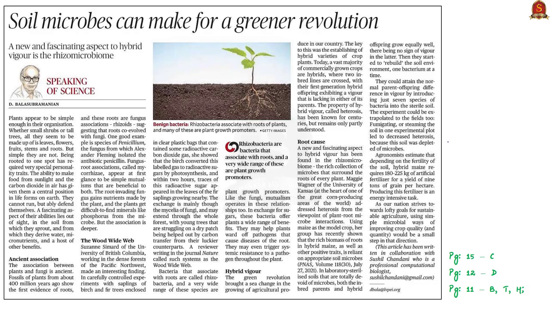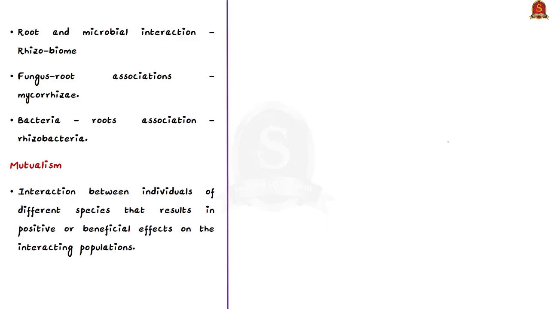Now, look at this article. See, this article is based on the association between the plant root and the microbes. In the course of the article, two important exam-relevant aspects were discussed. I'll filter only those for the benefit of the students. See, commonly root and microbial interaction is called rhizobium, where rhizo means roots. See, fungus associated with roots are called mycorrhiza. And the bacteria that associate with roots are called rhizobacteria.